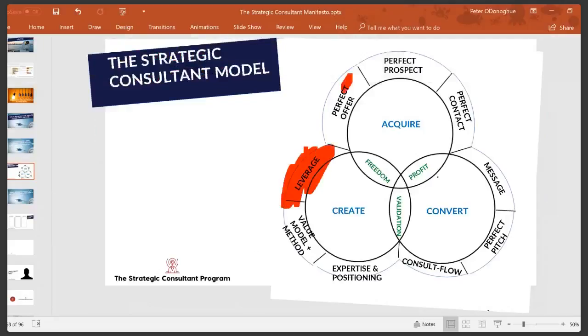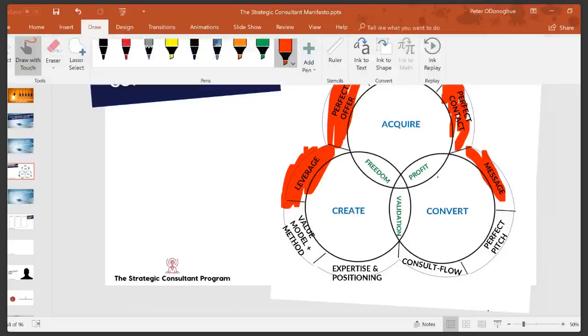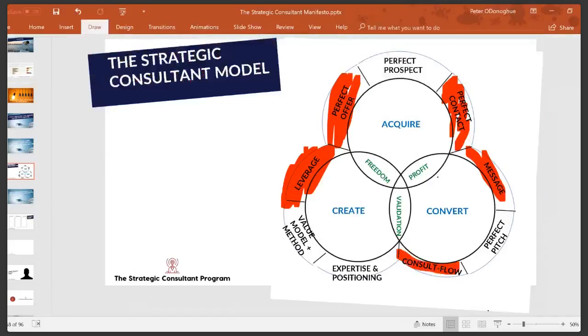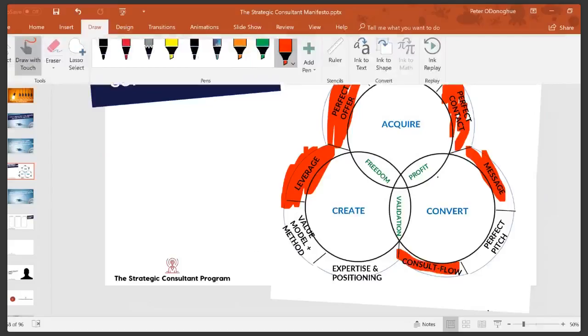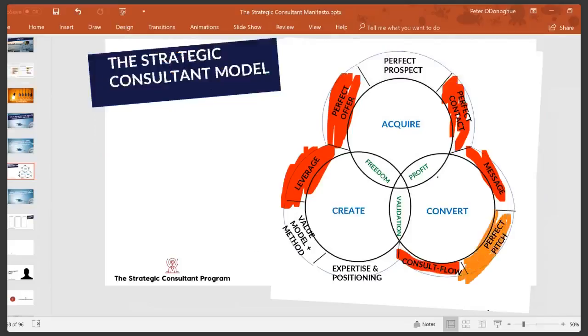Leverage is a red. Perfect offer is a red. Let's just say perfect prospect, I'll come back in. No perfect contact mechanism. They don't understand their messaging, how to message into the marketplace. Maybe they've got a relatively good consult flow. And as we go through these, I'm being probably optimistic or kind on a lot of consultants I speak to, so amber.